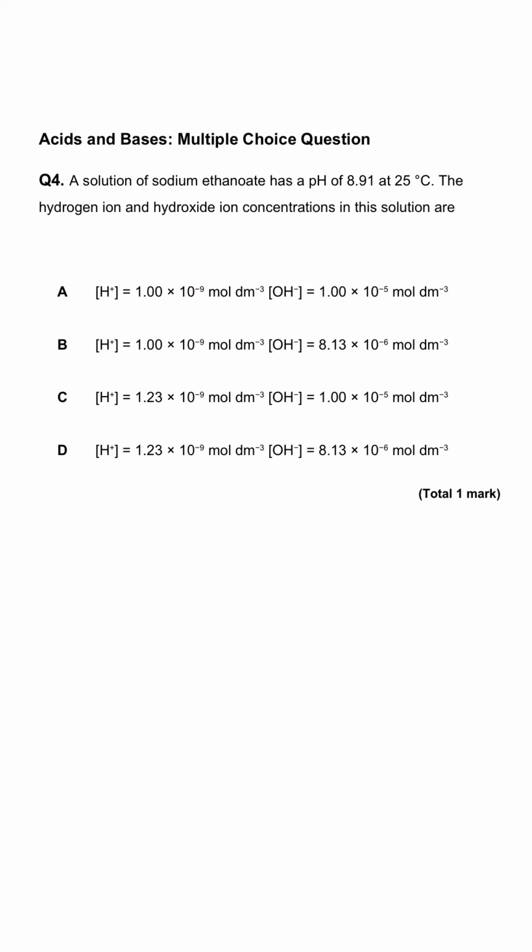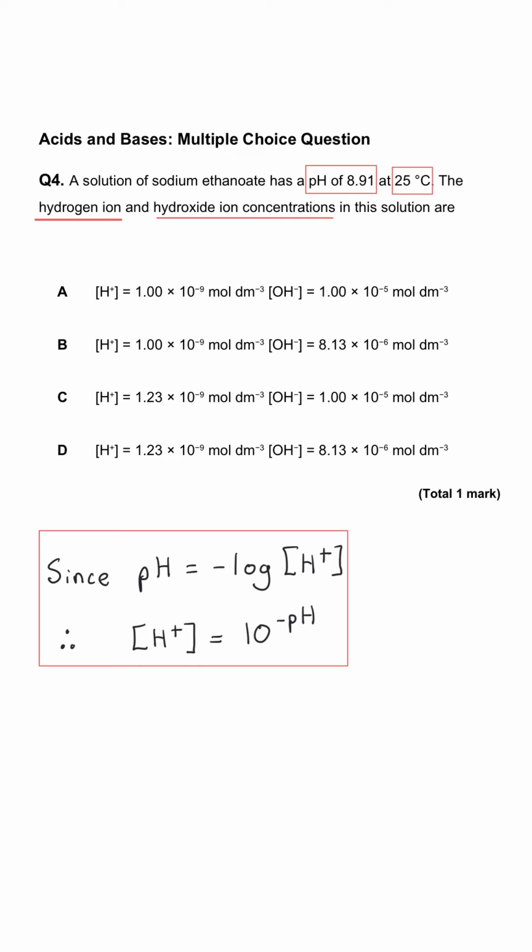A solution of sodium ethanoate has a pH of 8.91 at 25 degrees C. The hydrogen ion and hydroxide ion concentrations in this solution are... Well, the first thing that we need to recognise is if the pH is 8.91, we can do 10 to the power of minus 8.91 to get the hydrogen ion concentration. And that value, once you put that into your calculator, gets us a hydrogen ion concentration of 1.23 times 10 to the minus 9. And so that means that we can rule out A and B because they have the wrong hydrogen ion concentration. And so now we need to decide which of these two hydroxide ion concentrations is correct.